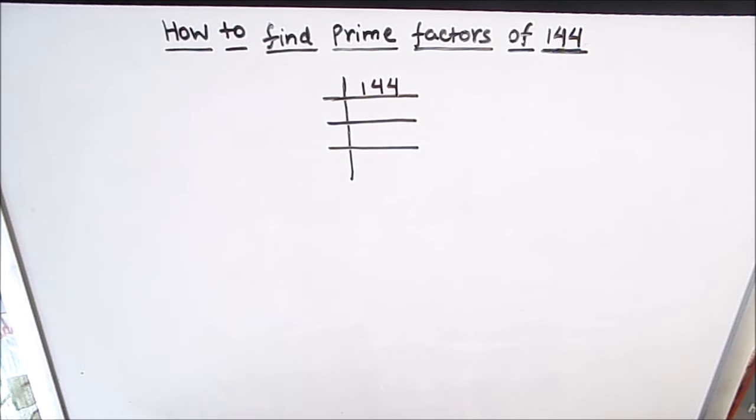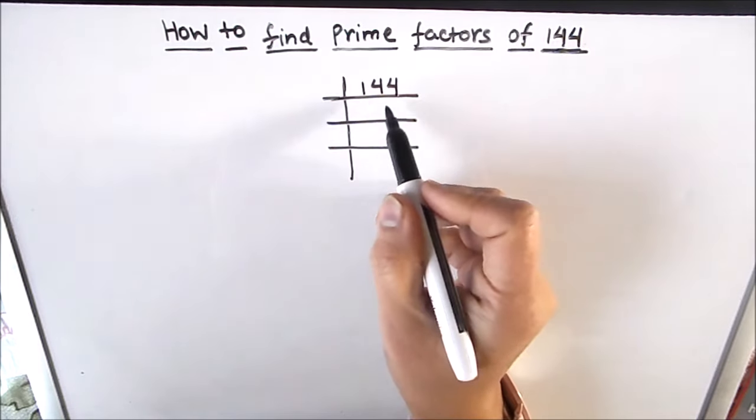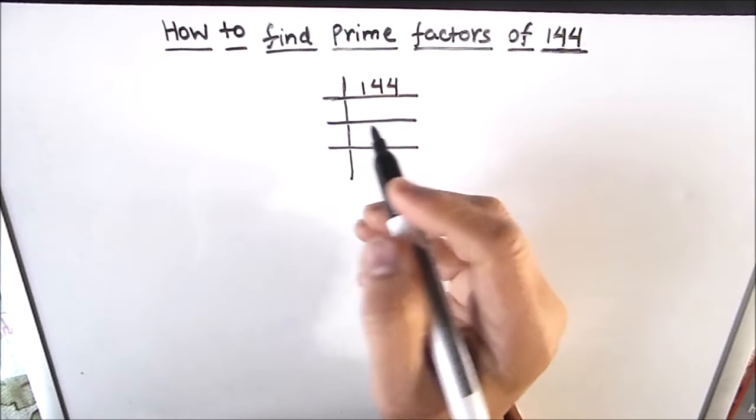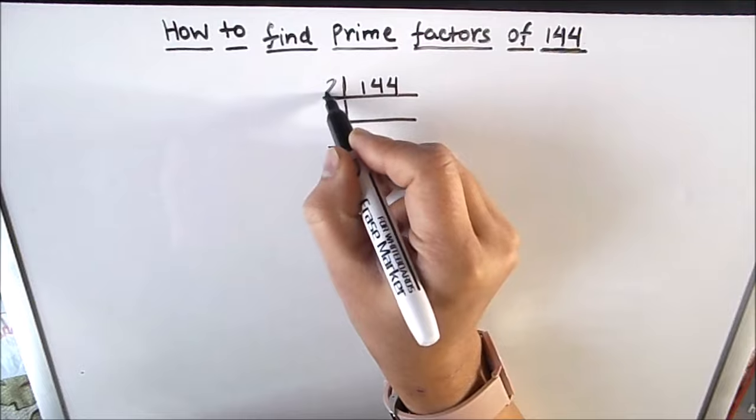Hello students, in this video we are going to learn how to find the prime factors of 144. We will be using the prime factorization method where we divide the number by prime numbers to find the prime factors of the number. So as 144 is an even number, it is easily divisible by the first prime number, 2.